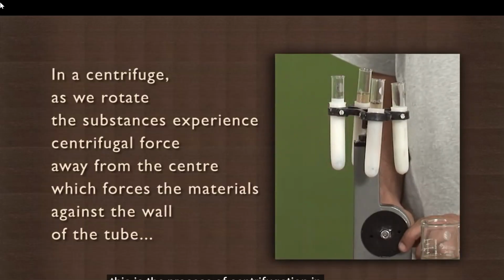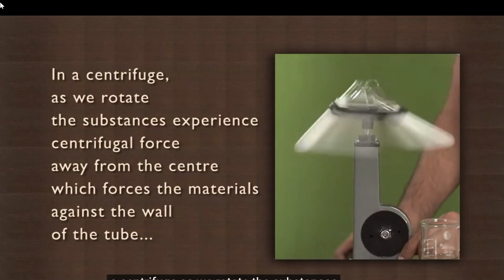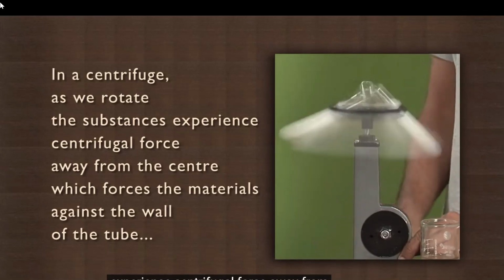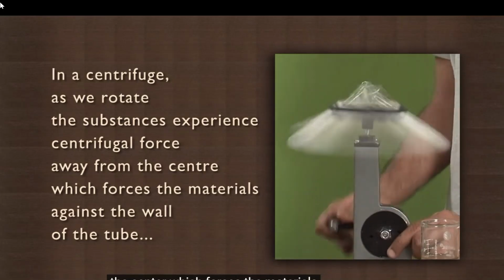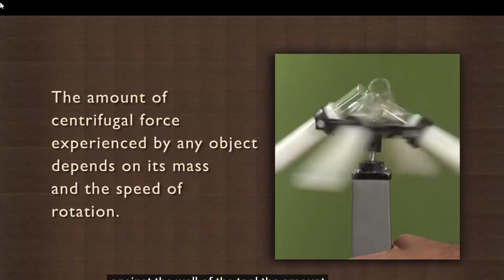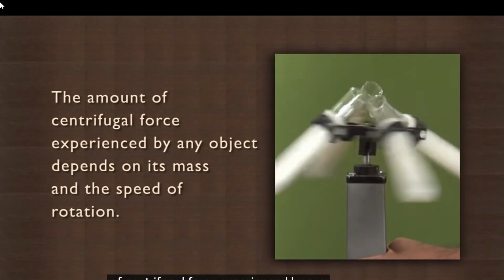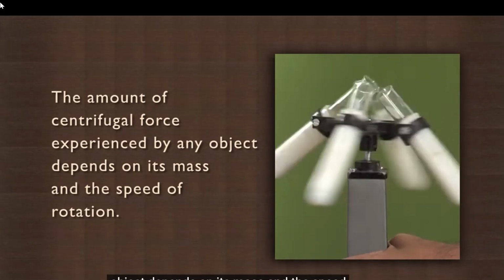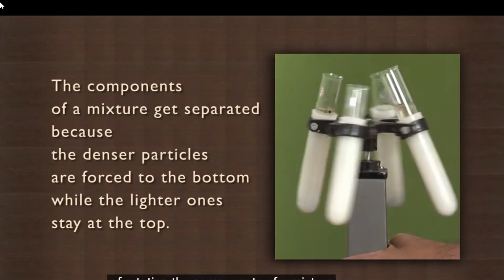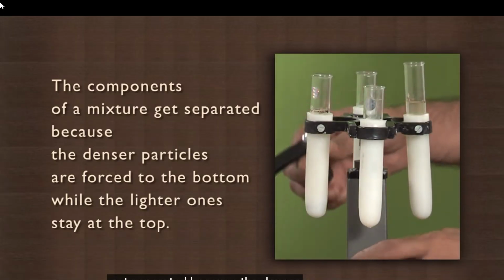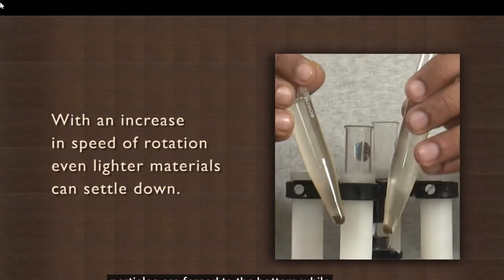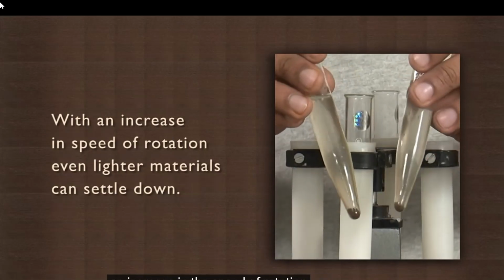In a centrifuge, as we rotate, the substances experience centrifugal force away from the center, which forces the materials against the wall of the tube. The amount of centrifugal force experienced by any object depends on its mass and the speed of rotation. The components of a mixture get separated because the denser particles are forced to the bottom while the lighter ones stay at the top. So with an increase in the speed of rotation, even lighter materials can settle down. Centrifugation is used in diagnostic labs for blood and urine tests. It is used in dairies and homes to separate butter from cream.